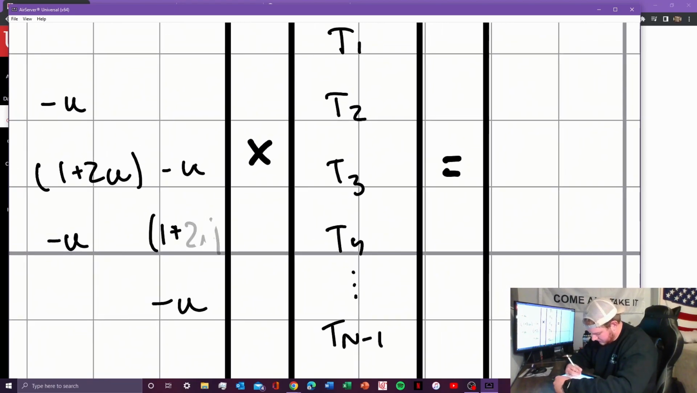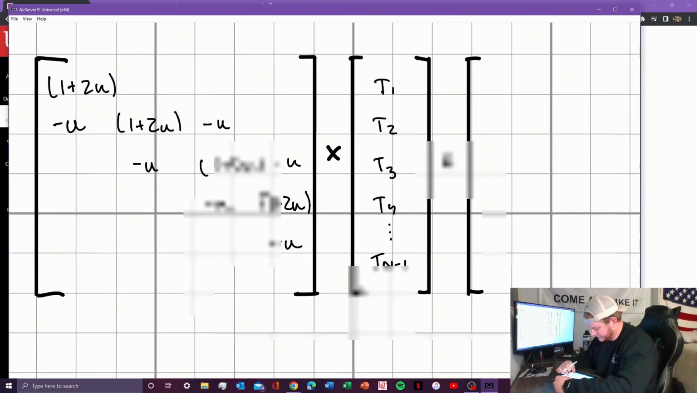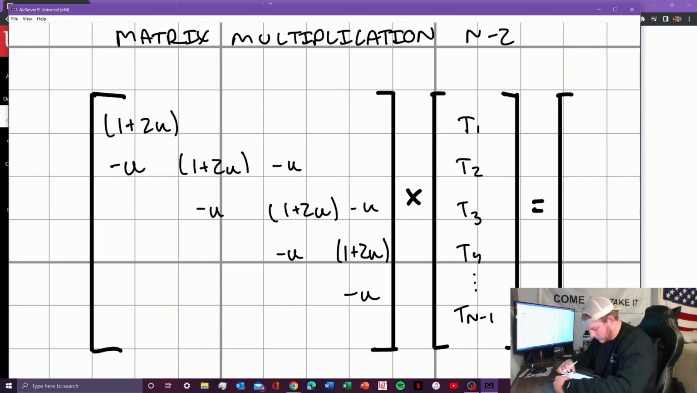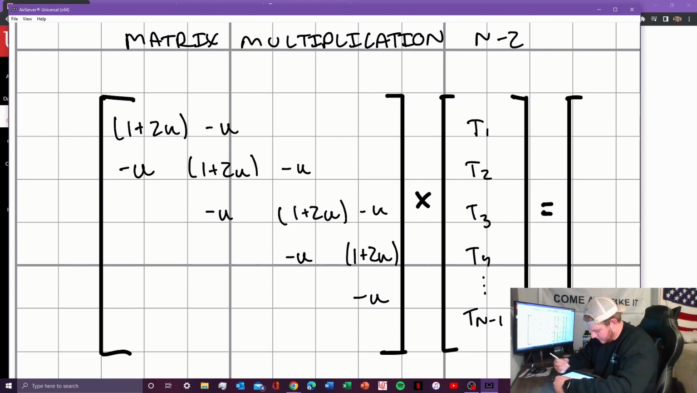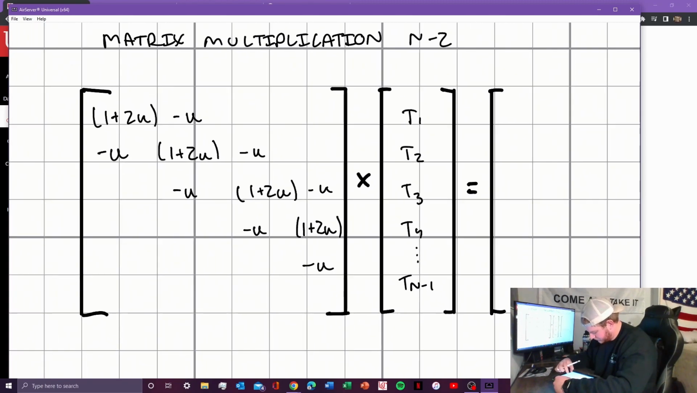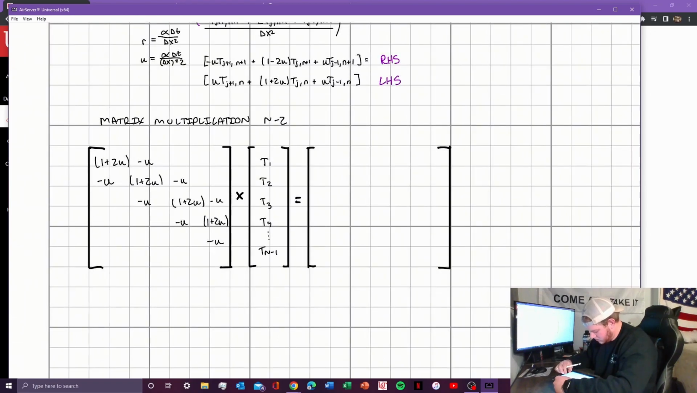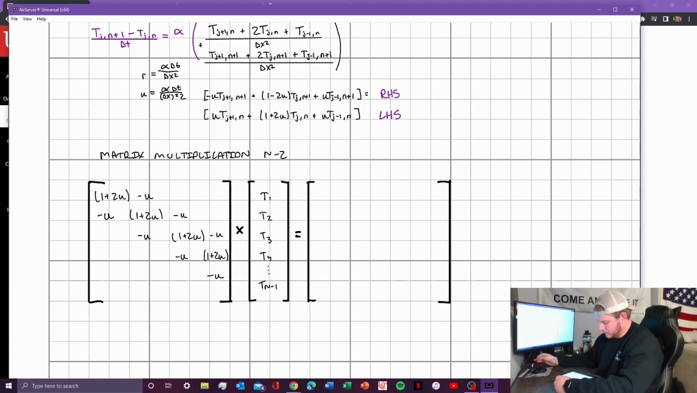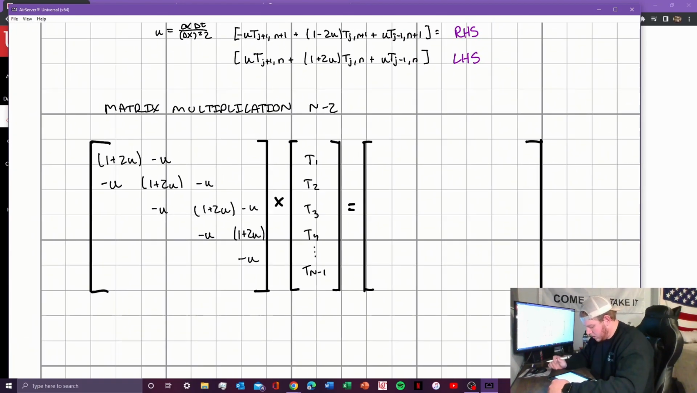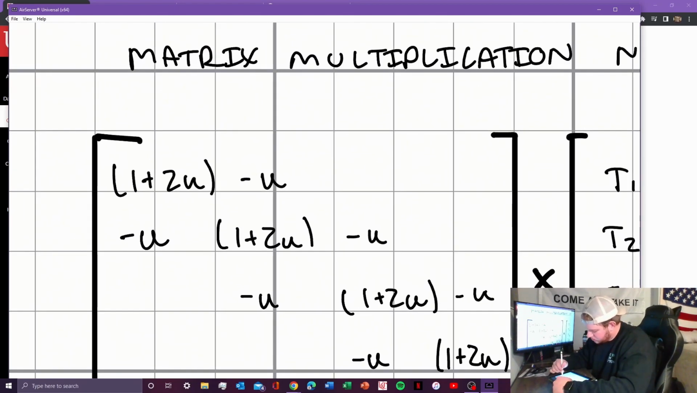This is a very specific type of matrix. I want to say it's a triangular. It's not a triangular. It's a, what's the name of it? Let me find the name of it real quick. It's blowing my mind right now. Be right back. So this type of matrix is a tridiagonal matrix.